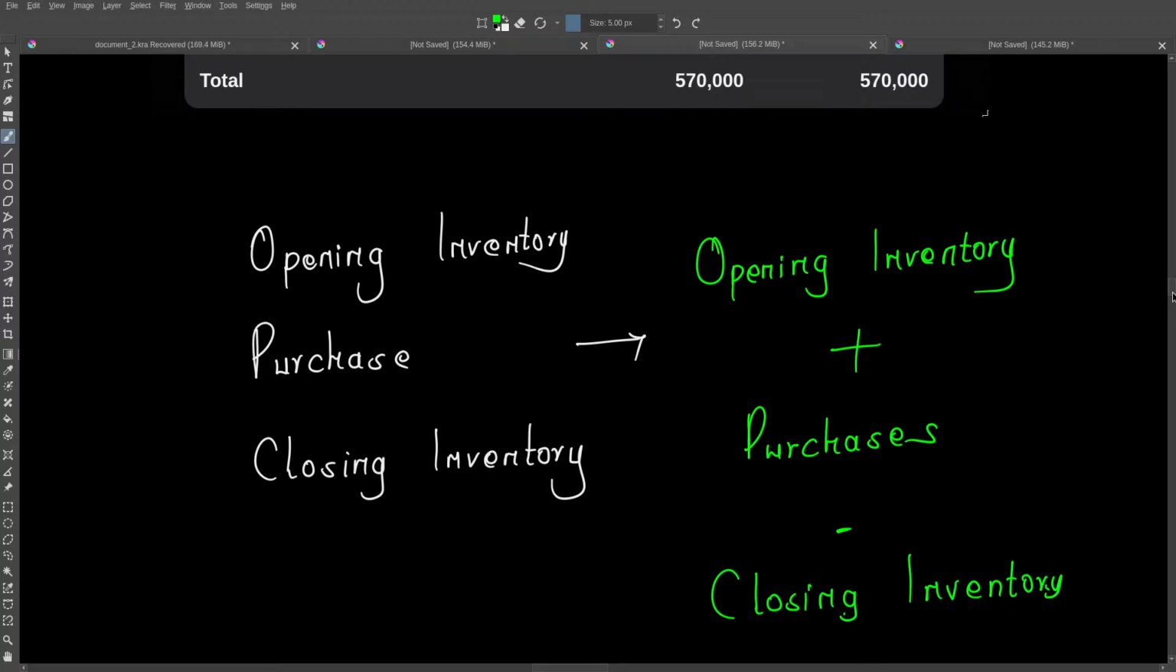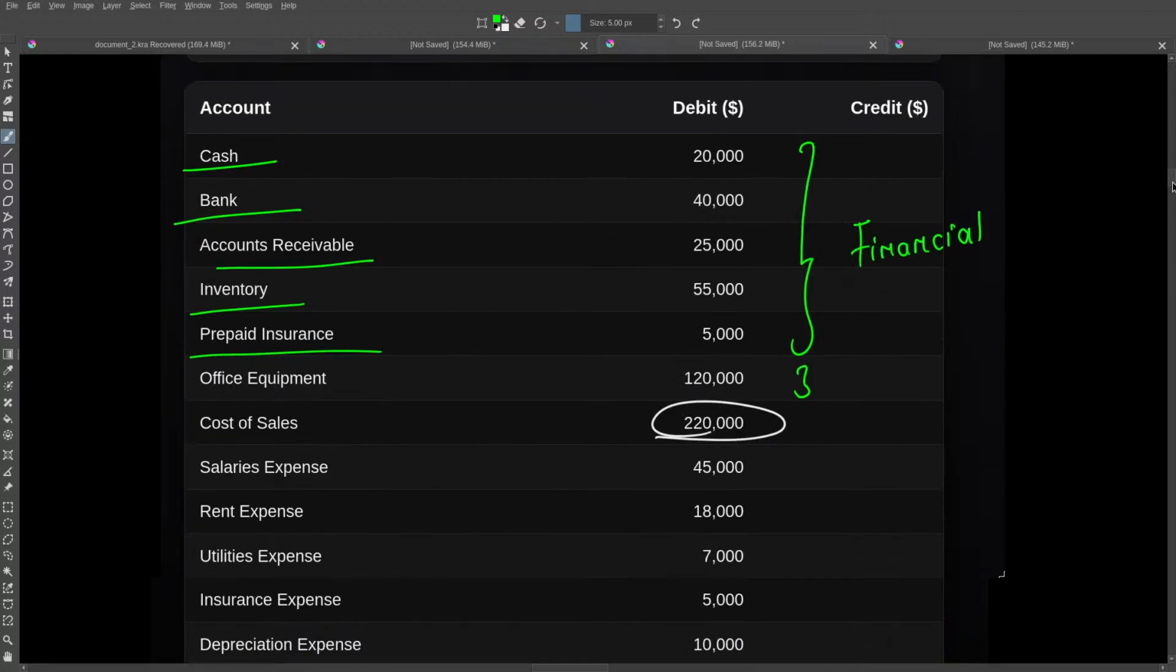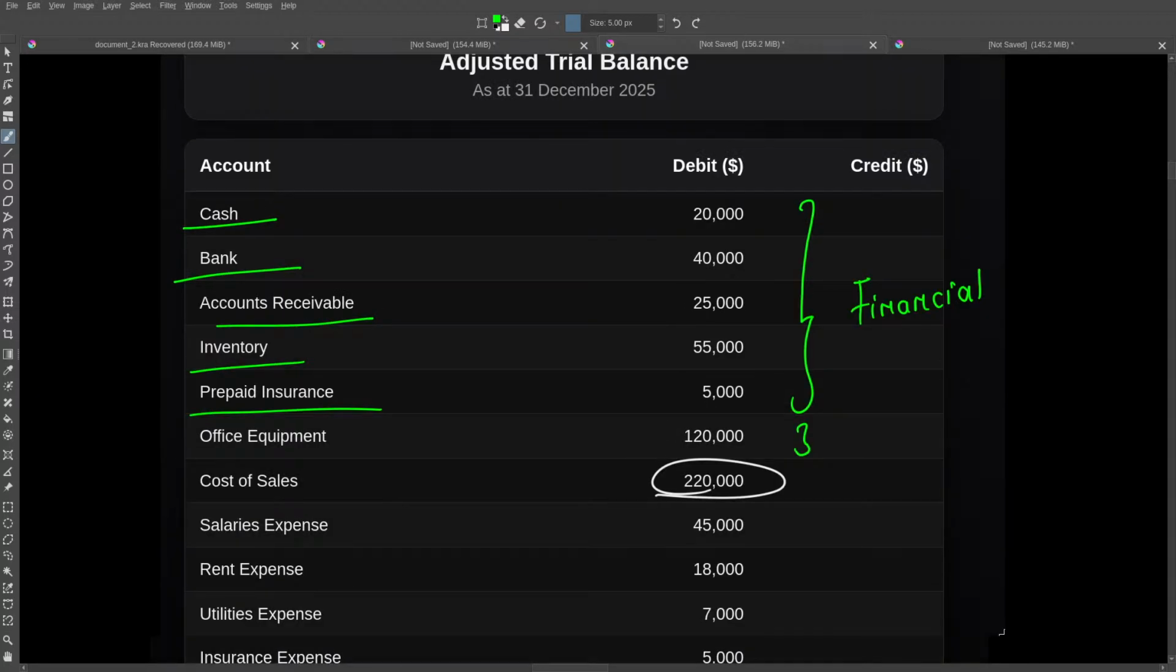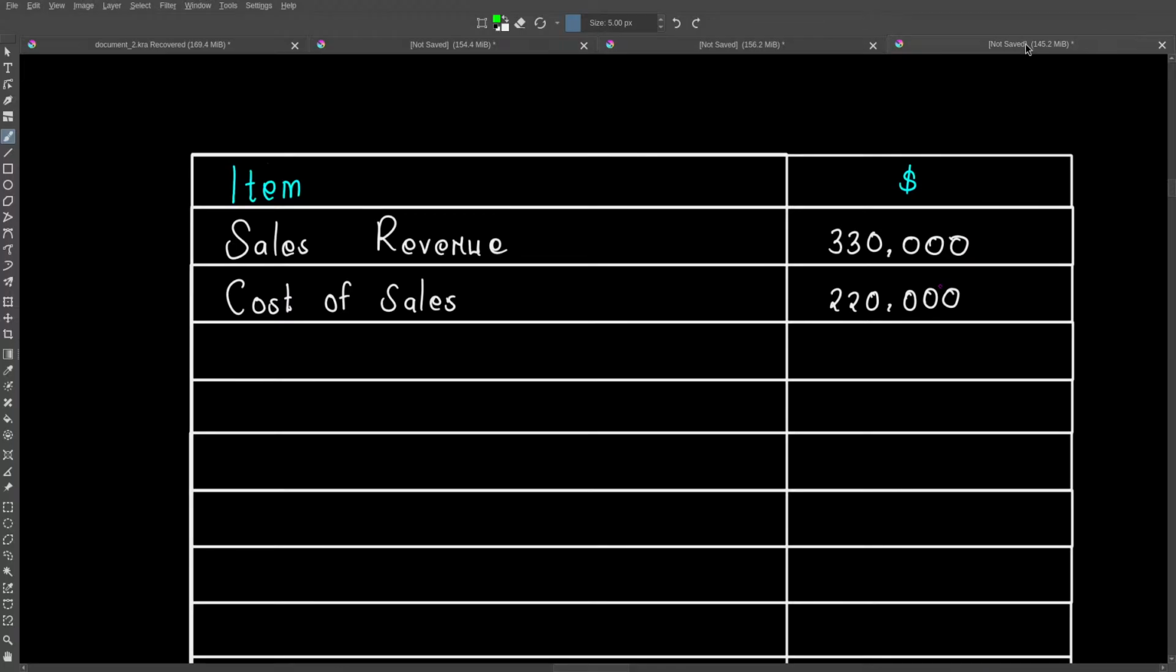In this case, because you're looking at the adjusted trial balance, this has already been done. So we have the cost of sales as 220,000, okay? When we take the sales revenue and less the cost of sales, we usually get the gross profit, which in this case is $110,000, okay? So that is the gross profit.